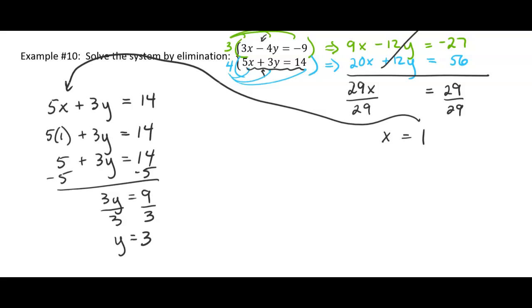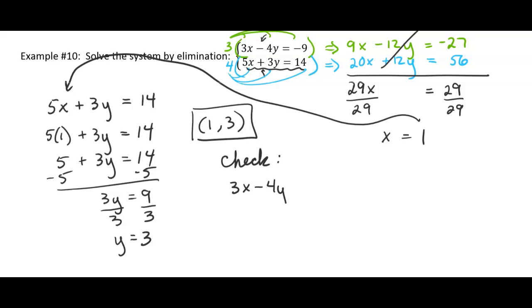Okay, so we get an answer, 1, 3. And we think that's the answer. Now, here comes the check. To check it, I take the top equation, 3x minus 4y equals negative 9, and I put in a 1 for x, and I put in a 3 for y, and I see if that makes a true statement. Well, 3 minus 12, does that equal negative 9? Yes, so that part looks good.